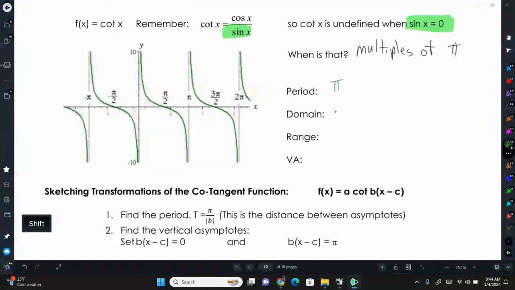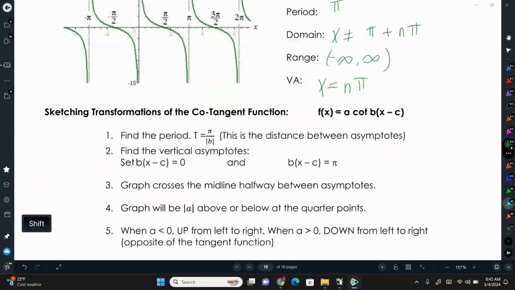Domain, x is not equal to n pi, so multiples of pi. Range is also negative infinity, comma infinity. And our vertical asymptotes, x equals n times pi. So cotangent might be a little bit easier because the asymptotes occur at multiples of pi instead of multiples of pi over 2. So just like with tangent, your period is pi over b, and again, the distance between the asymptotes.